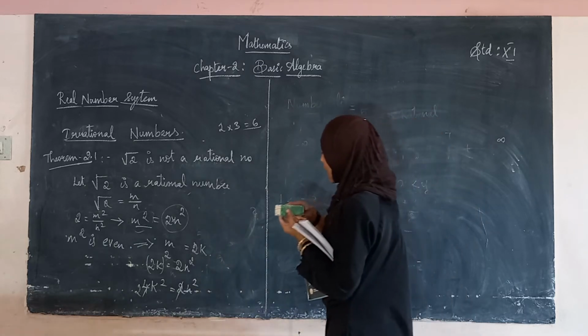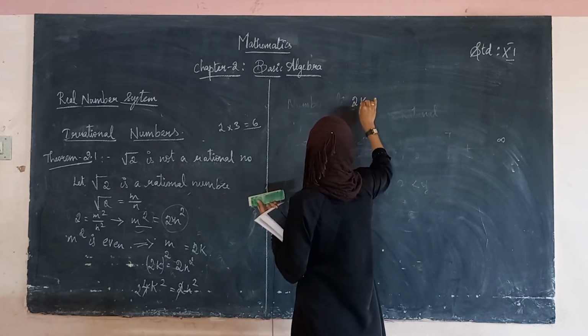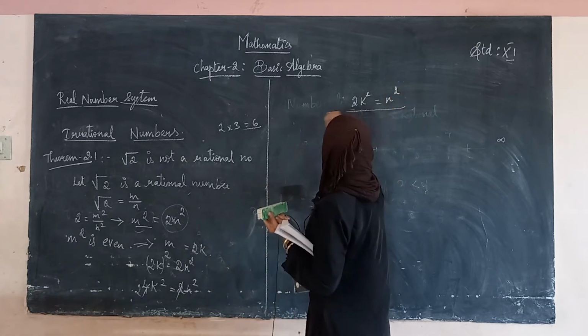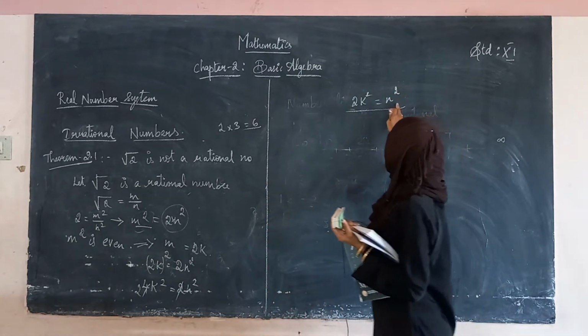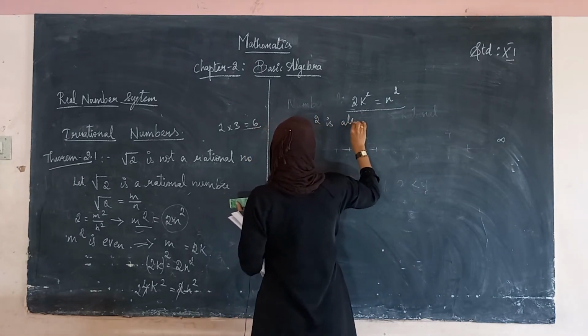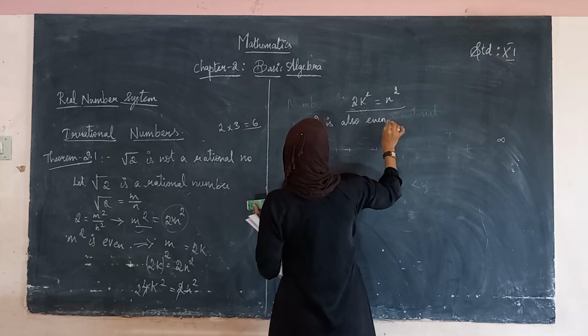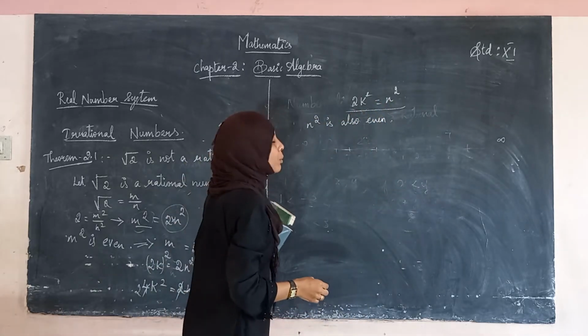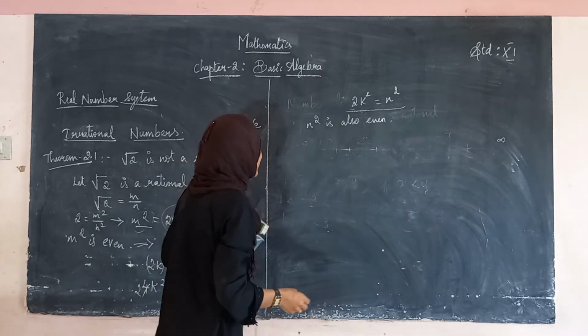So what are the remaining elements? We have 2 into k square is equal to n square. From this what can we get? We get that n is also an even element, because n square is equal to the multiplication of 2 into some other element. Therefore, n is also an even element.